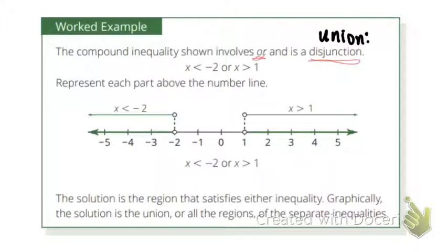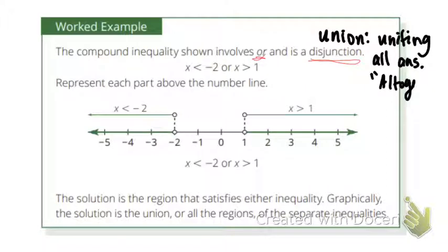So we're going to have the union. What is the union again? The union is uniting all answers. We're going to put everything all together. So I also like to say all together. Notice how this inequality literally says or in it. x is less than -2 or x is greater than 1. That means that it is a disjunction. We're going to find the union.